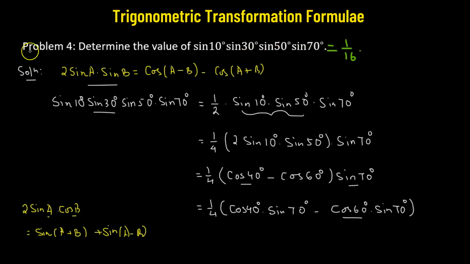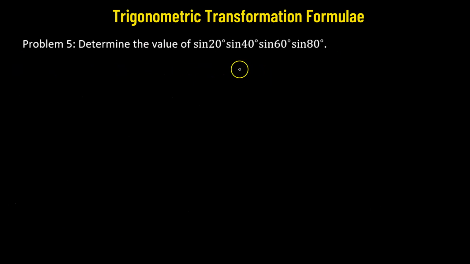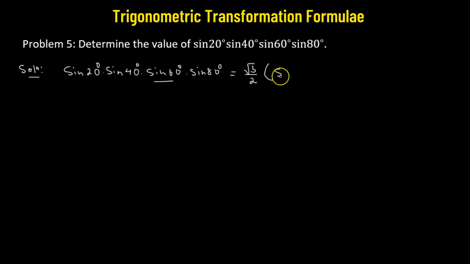Okay, let's move on to the final problem. Problem number 5. We need to determine the value of the given trig expression. So let us begin. Here we have sine 20 degrees times sine 40 degrees times sine 60 degrees times sine 80 degrees. Now clearly sine 60 has a standard value, which is square root of 3 over 2. So square root of 3 over 2, and multiplied to it will be sine 20 degrees times sine 40 degrees times sine 80 degrees.